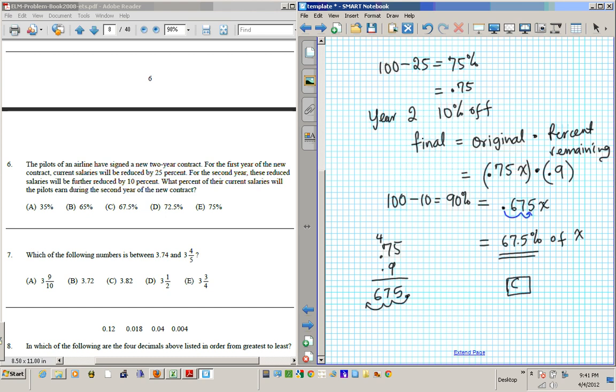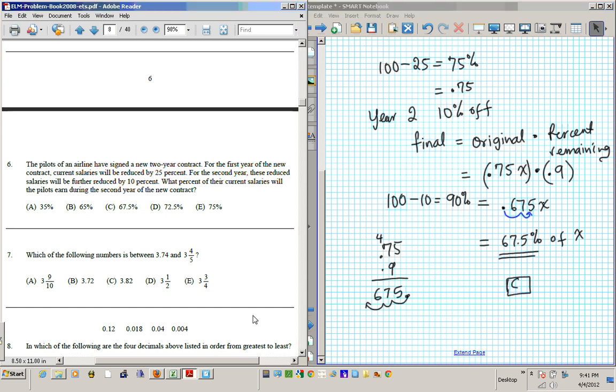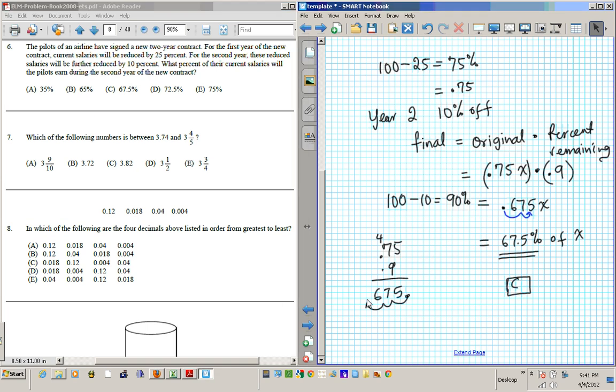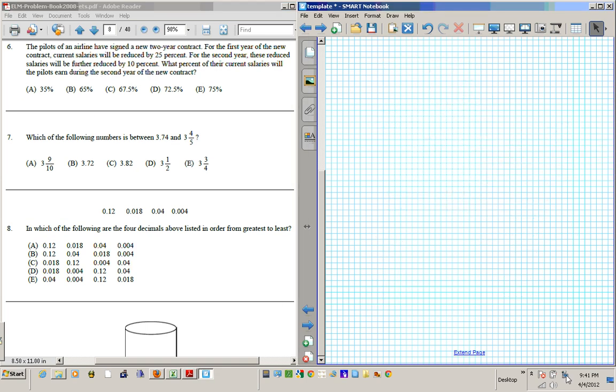All right, with that in mind, let's move along to question number 7. Question number 7 basically assesses your understanding of numbers on the number line. So we have two numbers in two forms, one in decimal, one in fraction. So if we can put them in the same form, it will be easier for us to orient them on the number line. Okay, so 3.74 is good. I know 3.74 is okay.